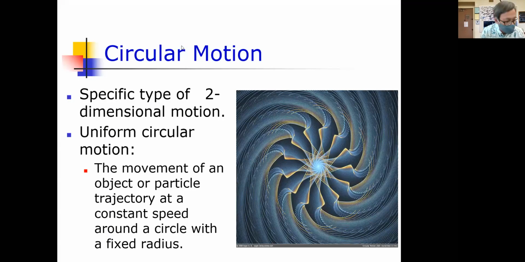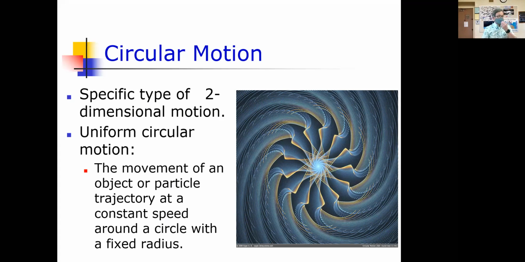Okay. So circular motion is also a specific type of two-dimensional motion that we're going to talk about here. But because it's circular motion, we really can't use the descriptions that we've been using that describe an object moving in a straight line, in a linear manner.